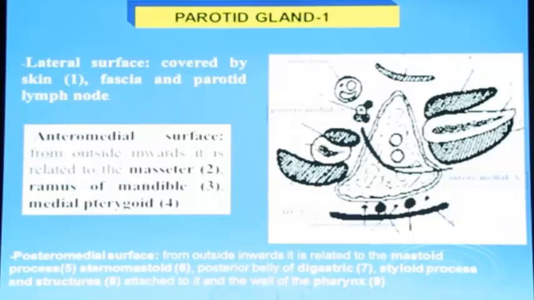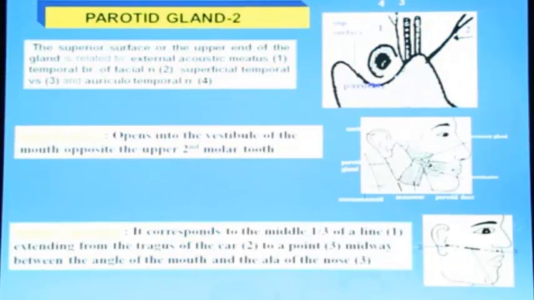This is the parotid gland, and these are the lateral surface, the anteromedial surface, and the posteromedial surface of the parotid gland. The superior surface, the upper end of the gland, is related to the external acoustic meatus, or external auditory meatus, and this is the gland.